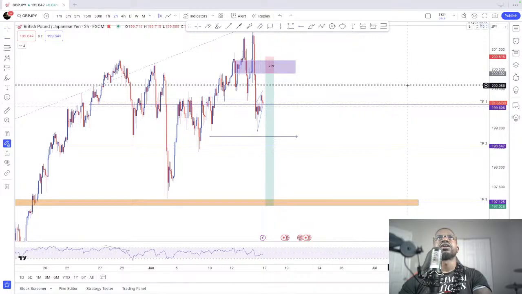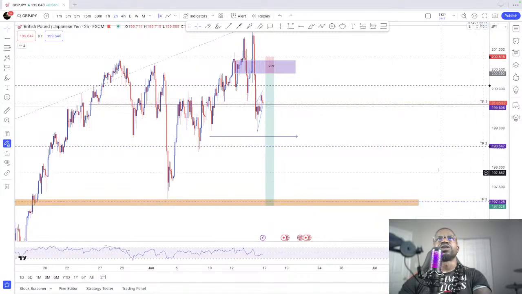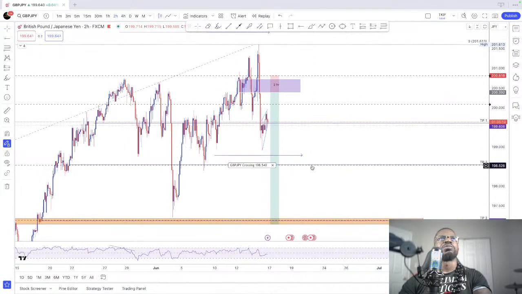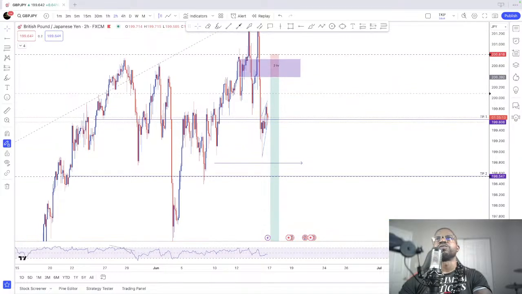All right, outside of that, let's set our alerts. Oh no, let me leave that there. I'll wait until we're actually let in this trade and it plays out properly before I set the alert on TP1.